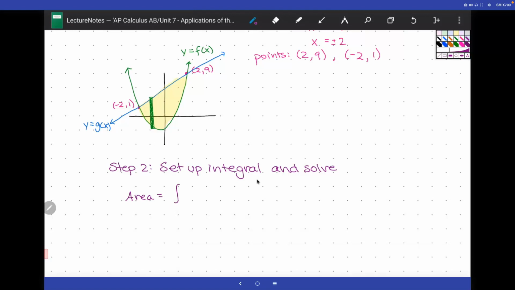Anybody know what integral we're going to work out to figure this out? What's the top curve? Let's start with that. Which curve is on the top? Blue or green? I think I heard it. Say it again. Blue, yeah. It's the line that's on the top. So the top curve is 2x plus 5. And the bottom curve is x squared plus 2x plus 1.